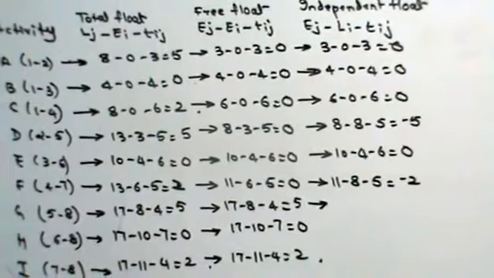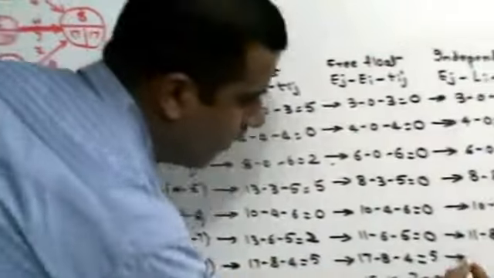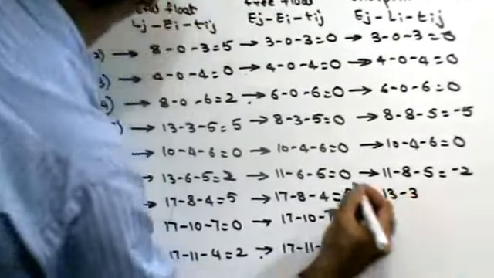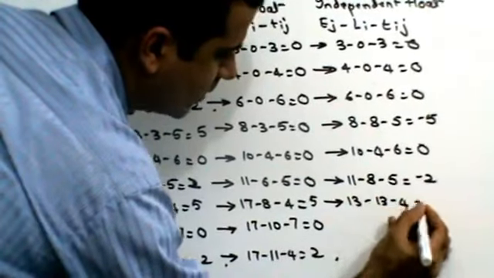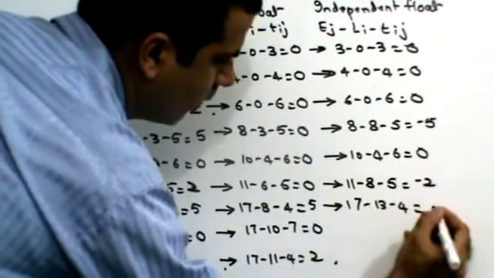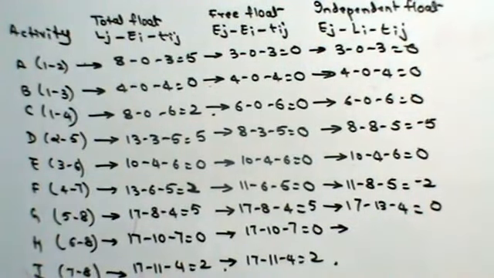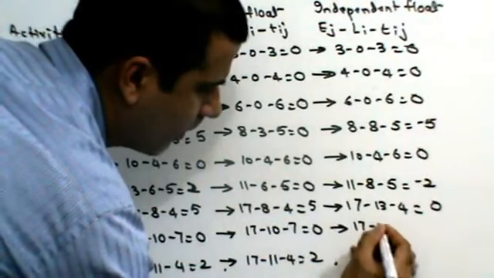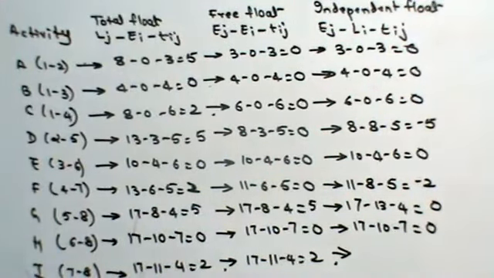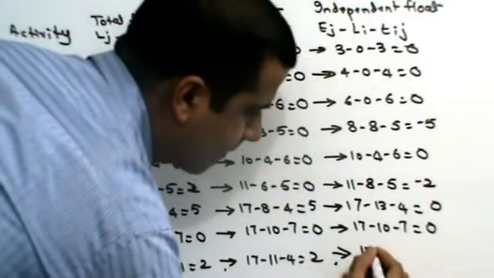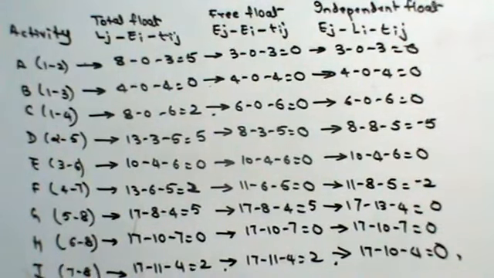For activity G, 17 minus 13 minus 4. 17 minus 10 minus 7. And this is 17 minus 13 minus 4. That's my independent float, right?